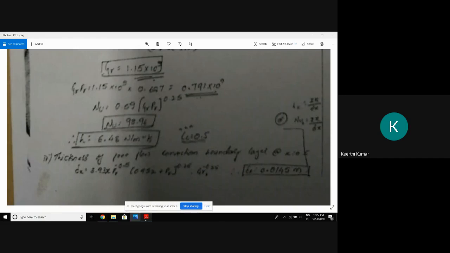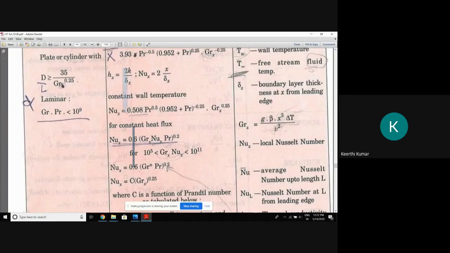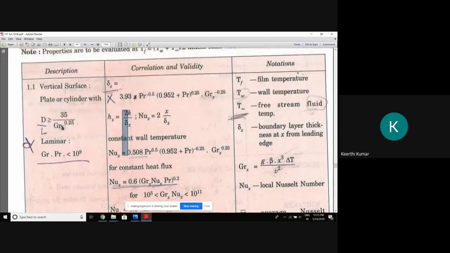So that formula, you can see in the data handbook, vertical surface, delta at x, boundary layer thickness at x from the leading edge. What is the x value? X value is 0.5, that is L by 2. Use this equation: 3.93 Prandtl number to the power of minus 0.5, times 0.952 plus Prandtl number to the power of 0.25, times GR at x to the power of minus 0.25.